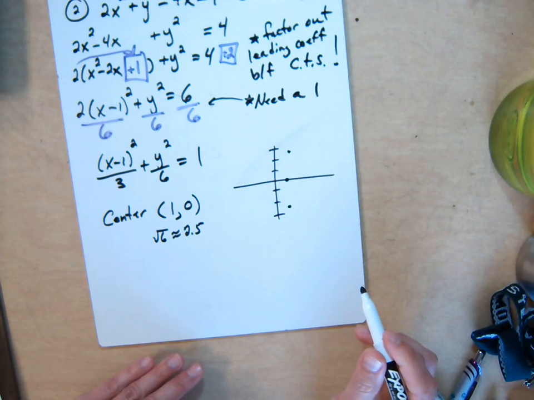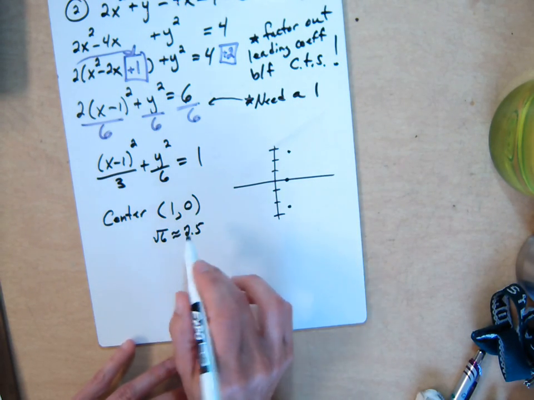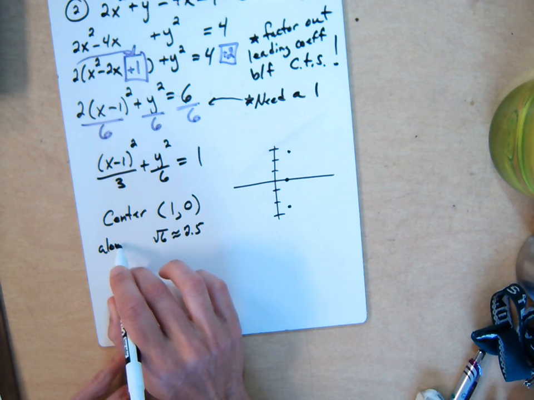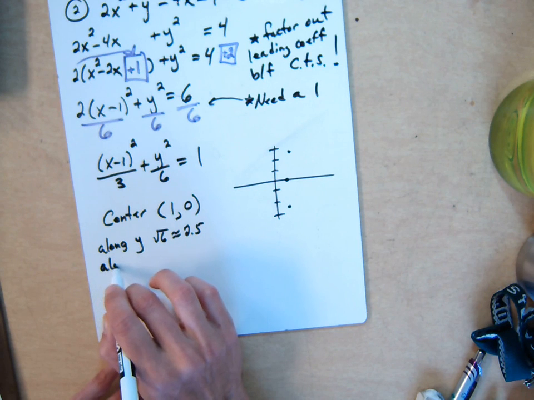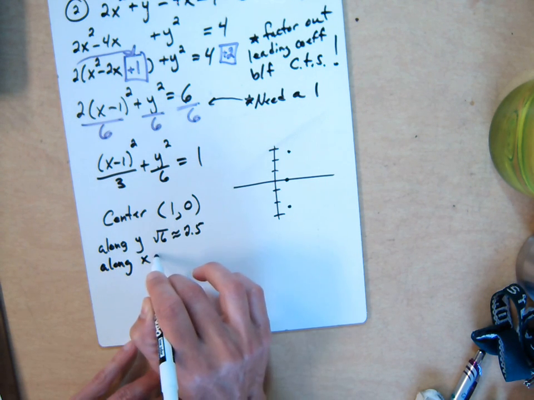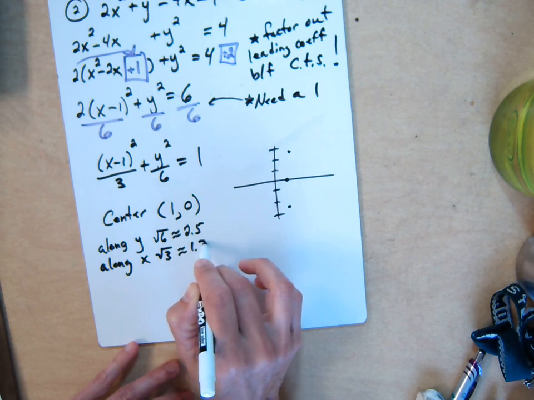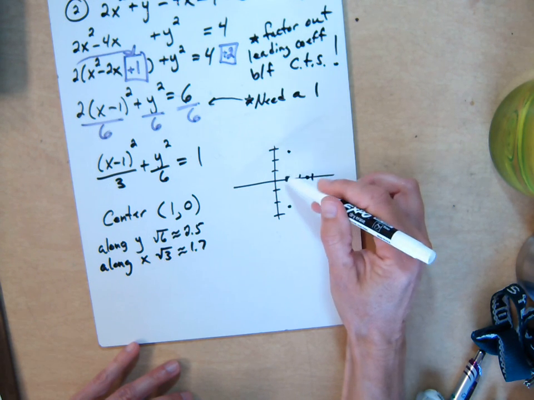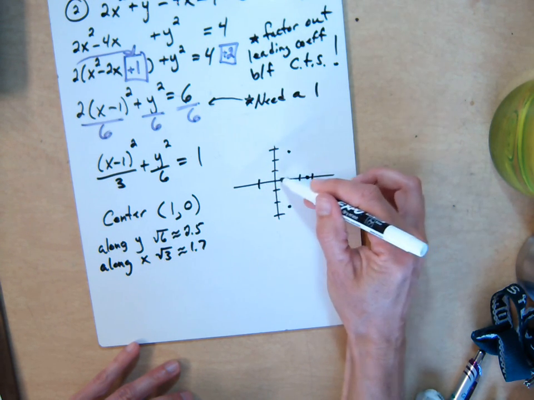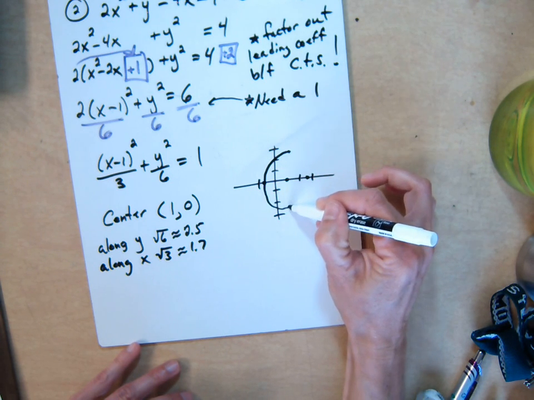So I know it stretches the long way along y. It's under the y squared, so it's along y. That's the longer direction. Along x is the square root of 3, which is approximately 1.7. So we'll go about 1.7 to the right and 1.7 to the left. And so there's our ellipse.